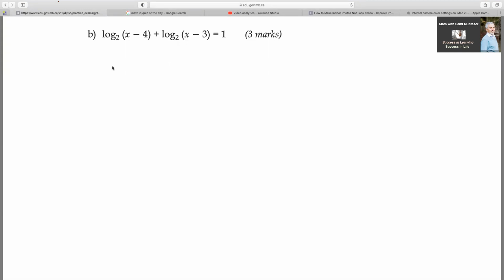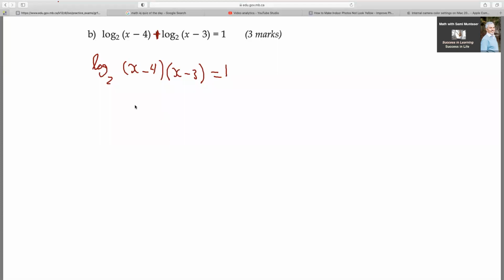So here's one, it says log base 2 of (x minus 4) plus log base 2 of (x minus 3) equals 1. So here the first thing you need to do is combine the logs. So you have log base 2, and since it's addition right here, you change this into (x minus 4) times (x minus 3), and this is part of the log rules, equals 1.